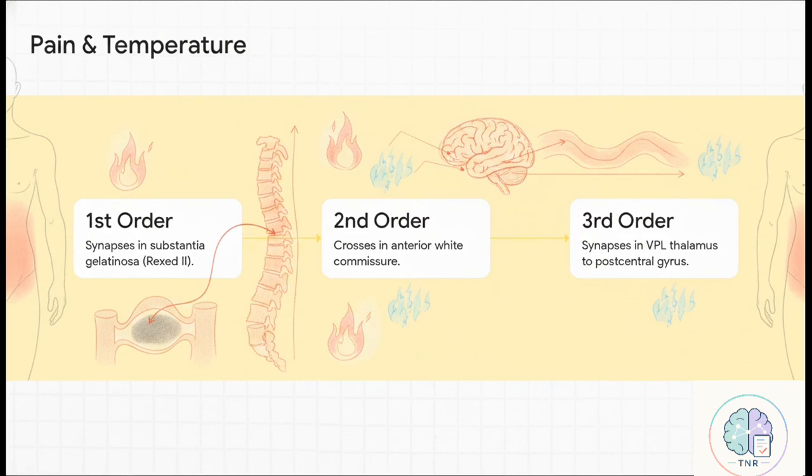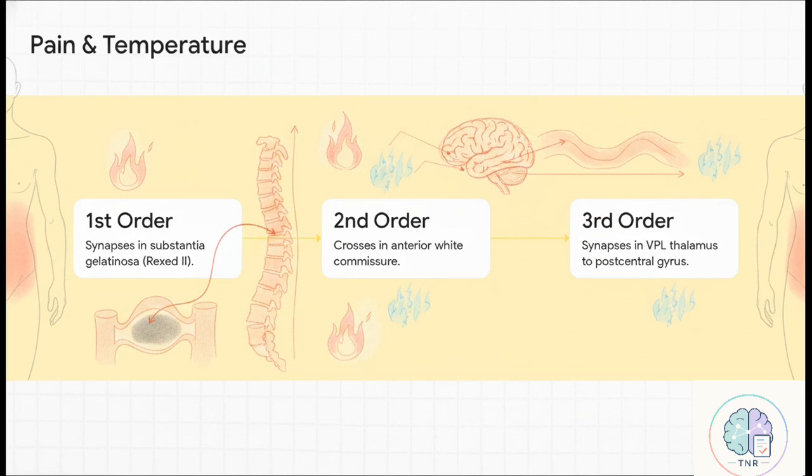Let's track pain and temperature first. The first order neuron enters the cord and immediately synapses in Rexed lamina 2, the substantia gelatinosa. Now pay super close attention to the second order neuron. It crosses the midline immediately, usually within just 1 to 3 segments, shooting right across the anterior white commissure to join the lateral spinothalamic tract on the other side.